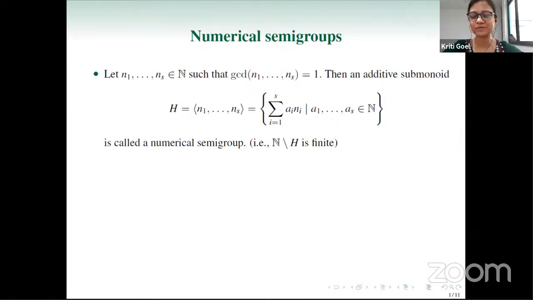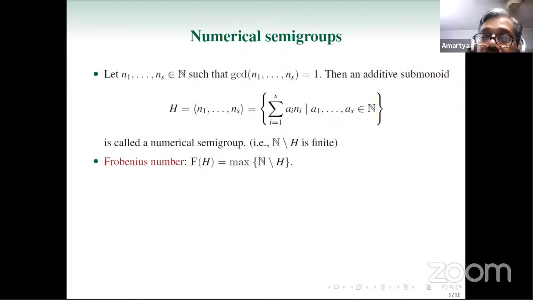Starting with numerical semigroups, we'll be assuming that these semigroups are finitely generated. This means we pick elements n1 up to ns over the natural numbers such that their common GCD is equal to 1. By a numerical semigroup, we mean an additive submonoid generated by these elements n1 up to ns. An equivalent way of characterizing numerical semigroups is looking at the complement set, called the gap set, which is the complement of the semigroup inside the set of natural numbers. We characterize numerical semigroups by the finiteness of this gap set. Since the gap set is finite, we can talk about its maximum element, and this is called the Frobenius number associated to the numerical semigroup. Another way of saying this is that beyond the Frobenius number, every natural number is an element of the numerical semigroup.